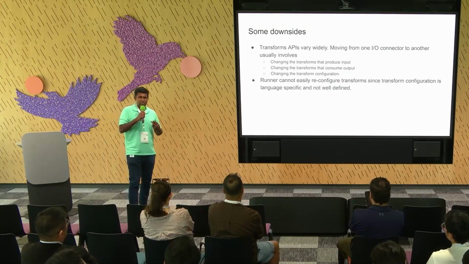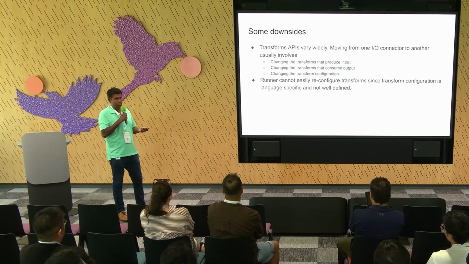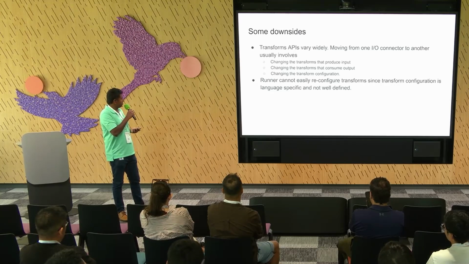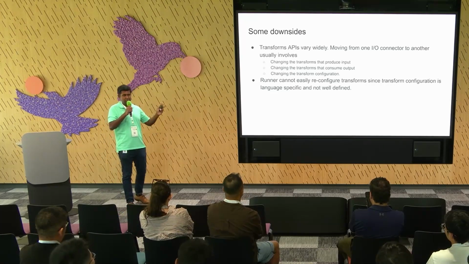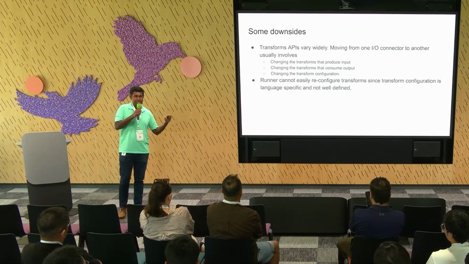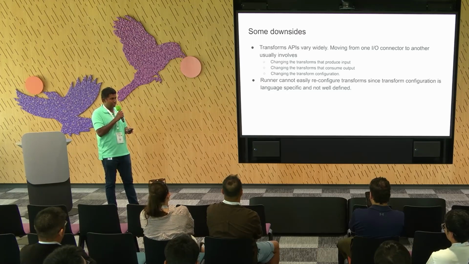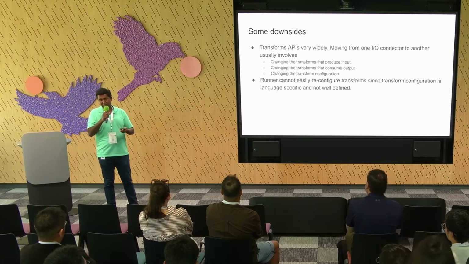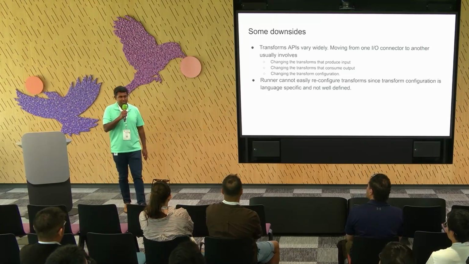Also, the configuration of the transform itself, the constructor, could vary widely. They might use language-specific types, so that, again, can be a difficulty. This also makes it hard for Beam runners to reconfigure these transforms internally, because they might take very language-specific constructors, language-specific objects. So for example, if you have a Java transform that takes certain Java objects, a runner implemented in C++ might not be able to reconstruct that transform.